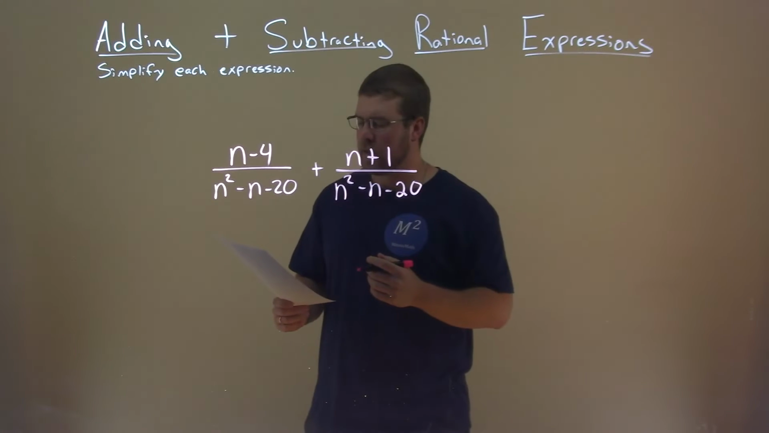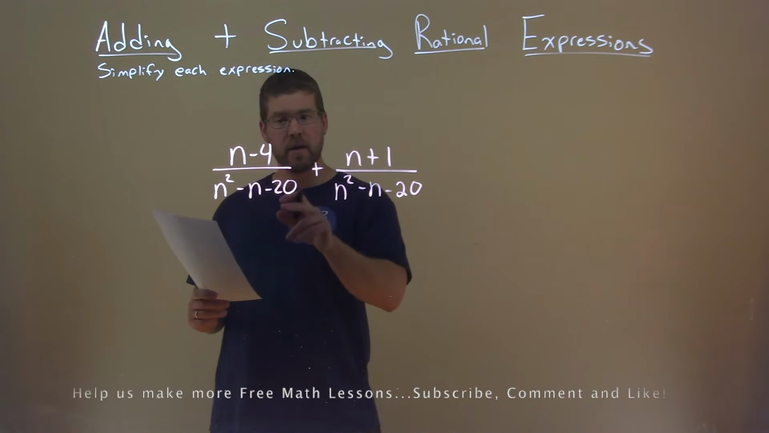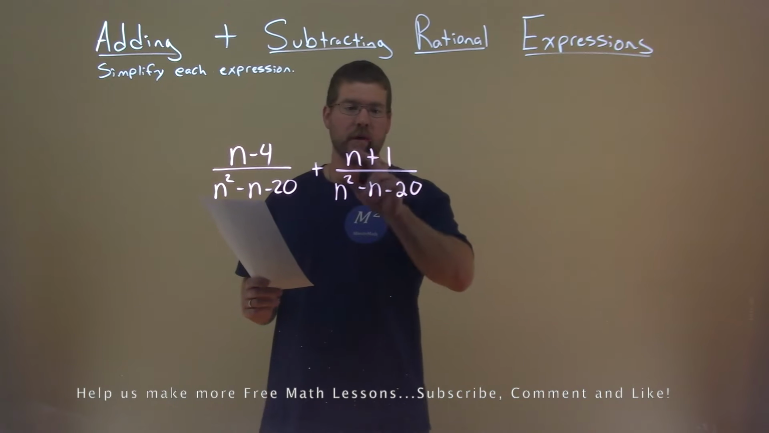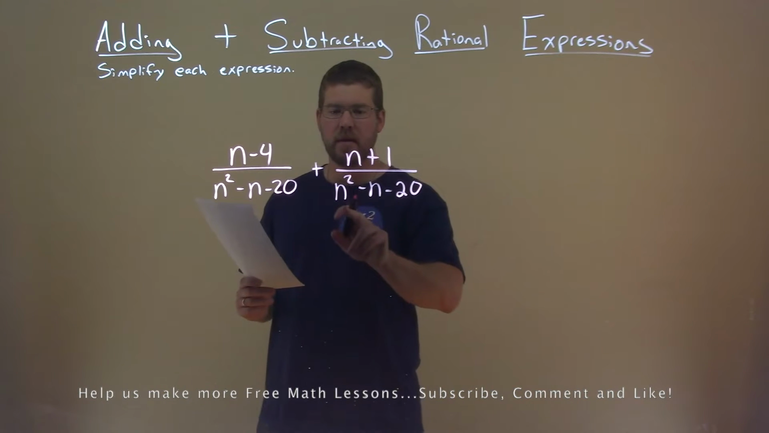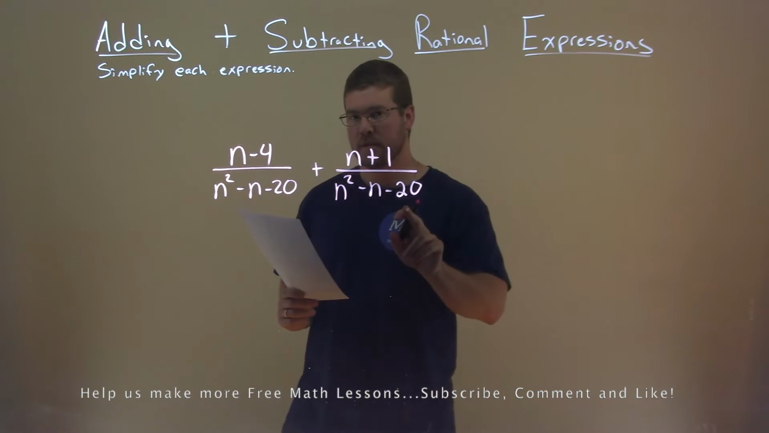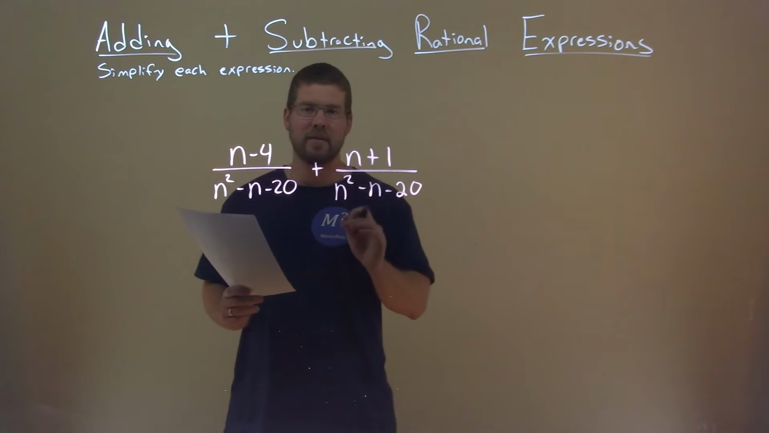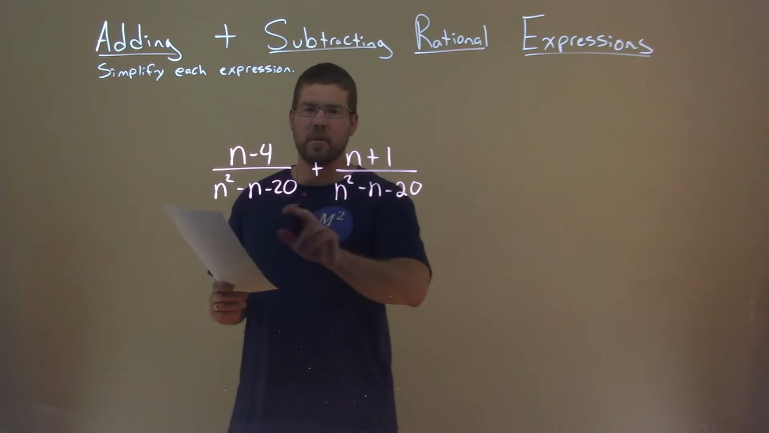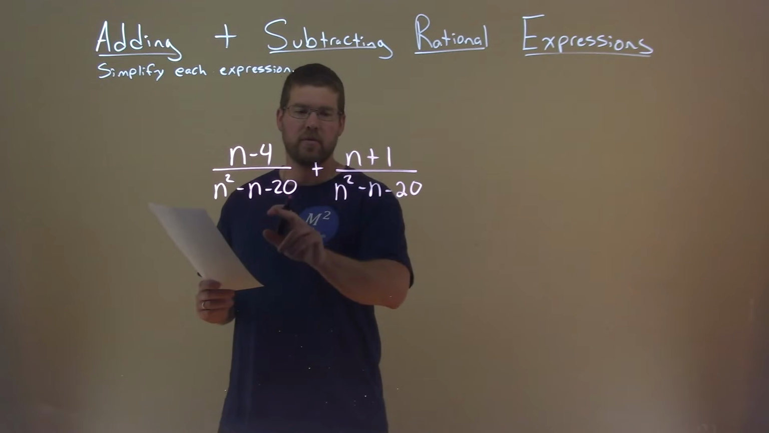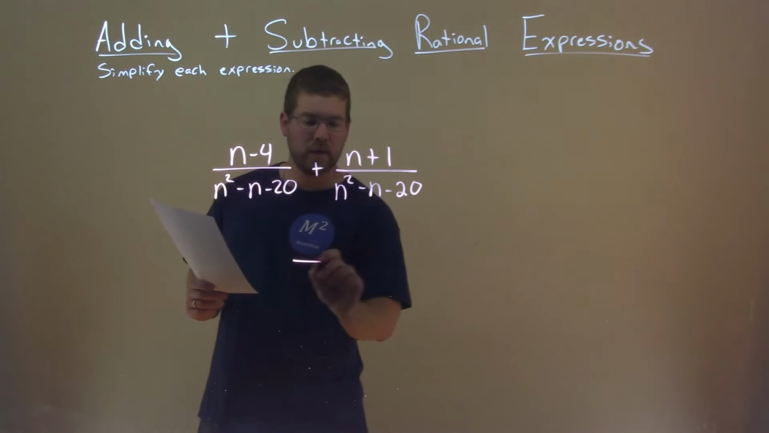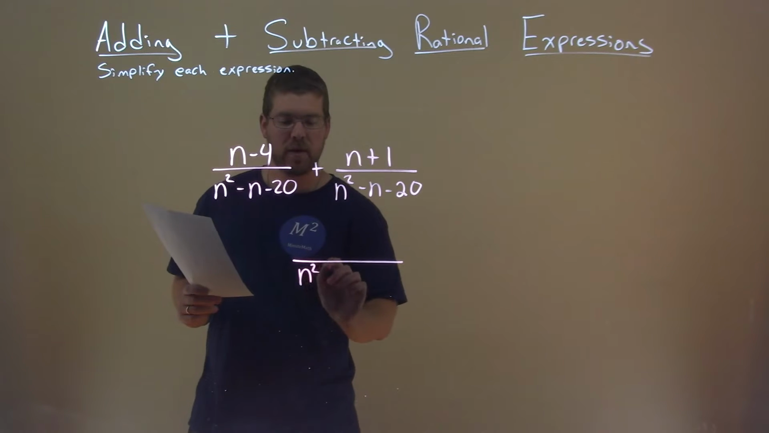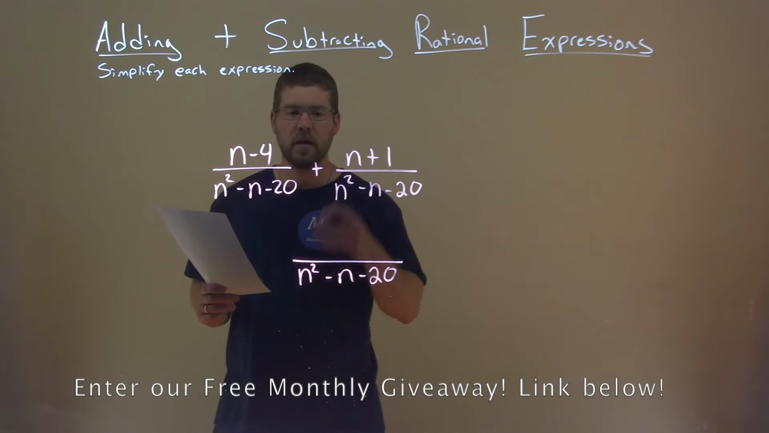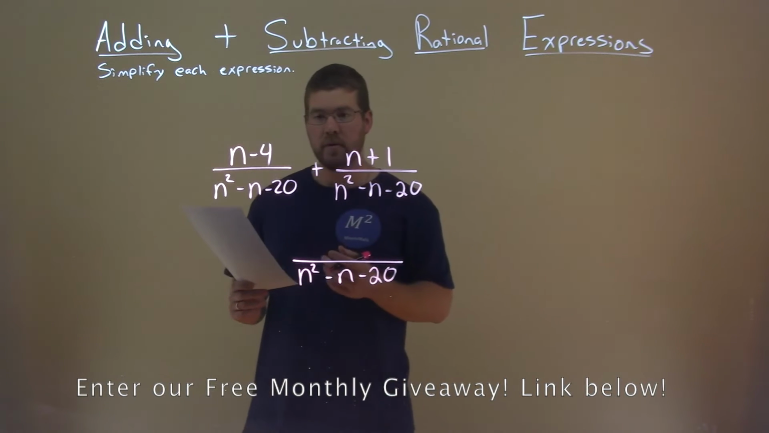We're given this problem right here. n minus 4 divided by n squared minus n minus 20, plus n plus 1 divided by n squared minus n minus 20. And we want to simplify this expression. First thing I notice, we have the same denominator in both of our fractions, meaning that we can combine them and keep that same denominator, n squared minus n minus 20.